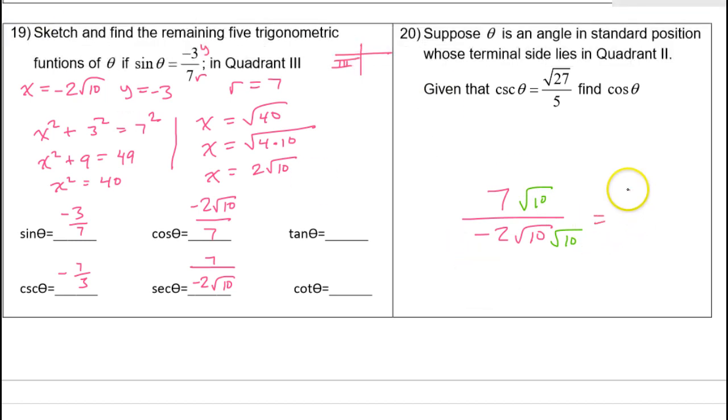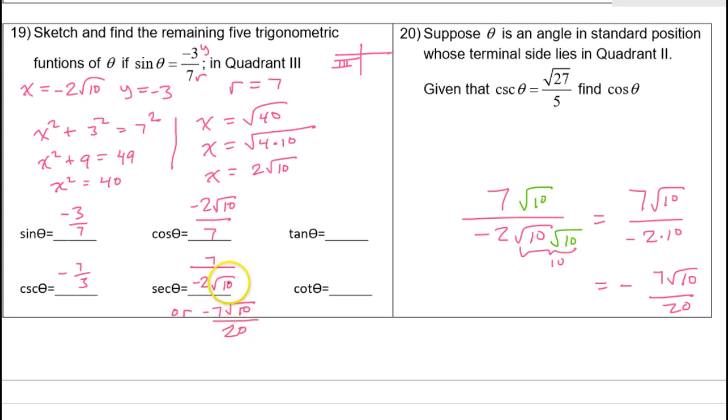So that's going to make 7 radical 10 over, and now I have negative 2 times 10. Radical 10 times radical 10 is 10. So now I have negative 2 times 10, so that's negative 20. So in the end I have negative 7 radical 10 over 20. Okay, and that's really how you should write it.